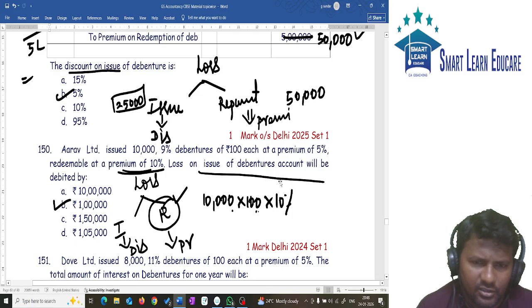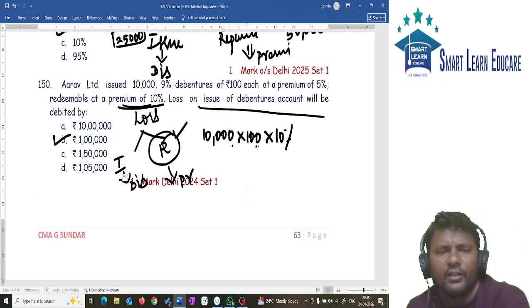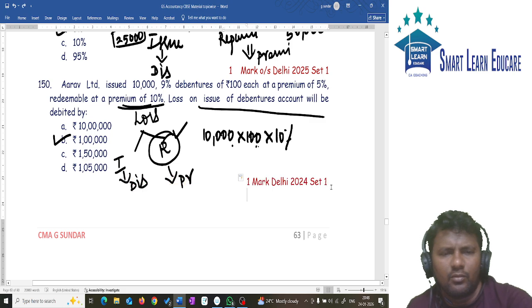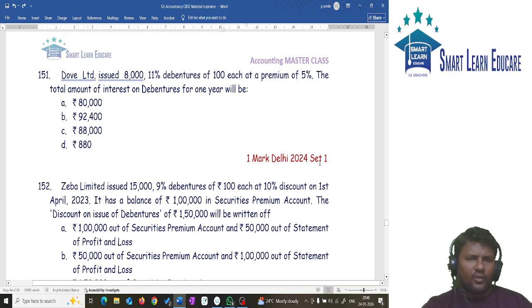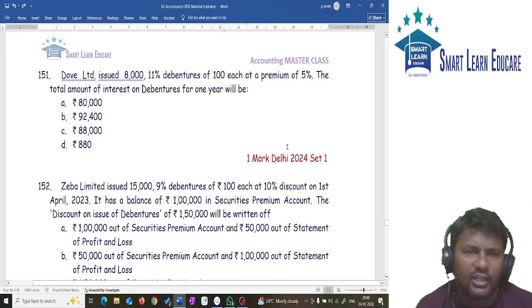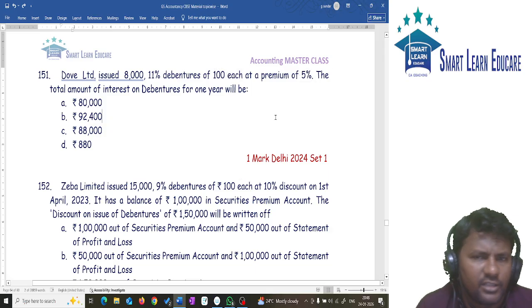So the answer for this question number 140 is 1 lakh. Next, question number 151. Question number 151. Limited issued 8,000 11% debentures. 8,000 is the number of debentures, 11% rate of interest, face value 100 at a premium of 5%.